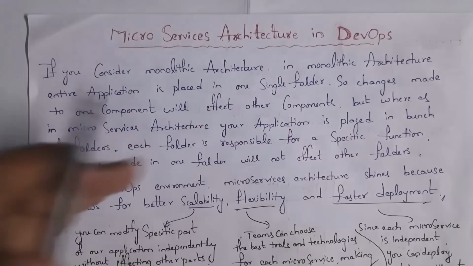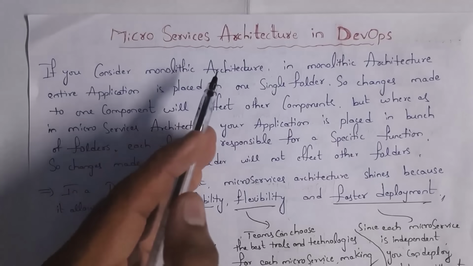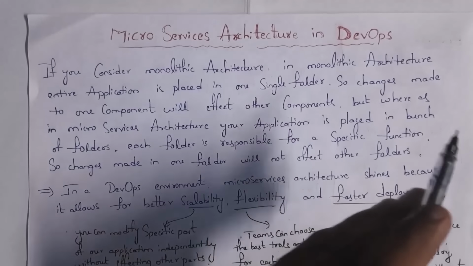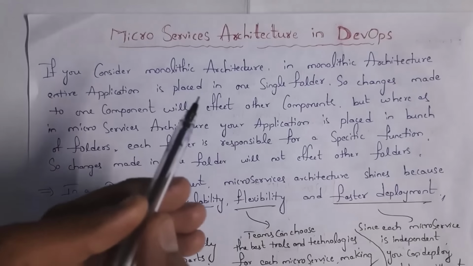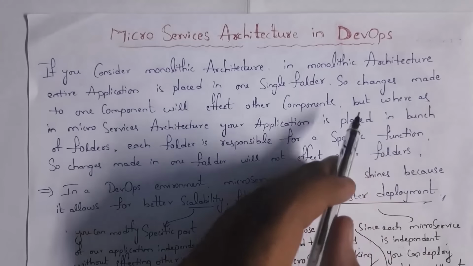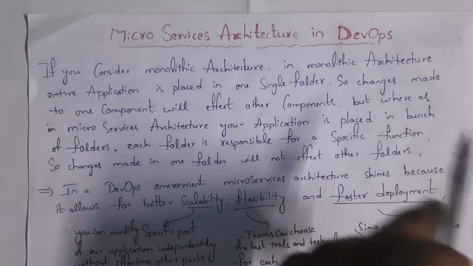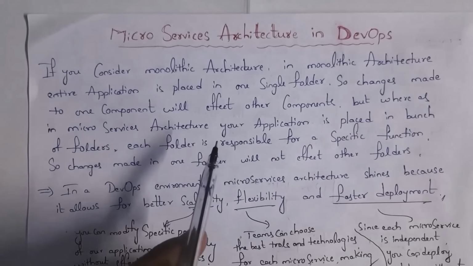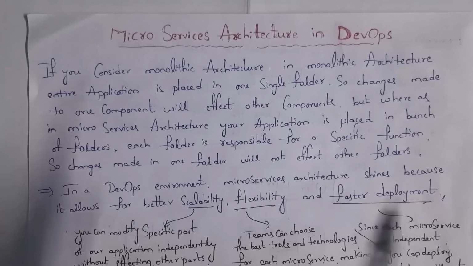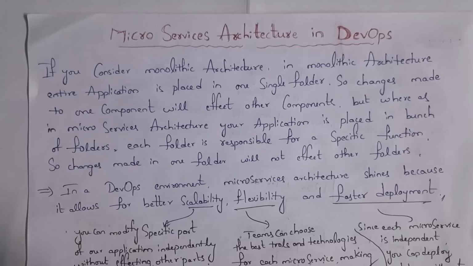So this is the definition. If you consider monolithic architecture, in monolithic architecture, the entire application is placed in one single folder. So changes made to one component will affect other components. But whereas in microservices architecture, your application is placed in a bunch of folders. Each folder is responsible for a specific function.